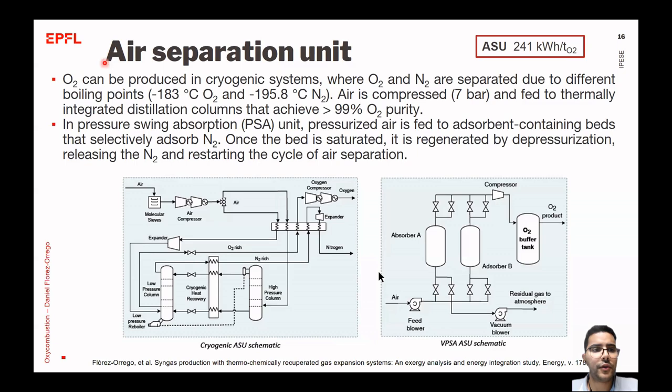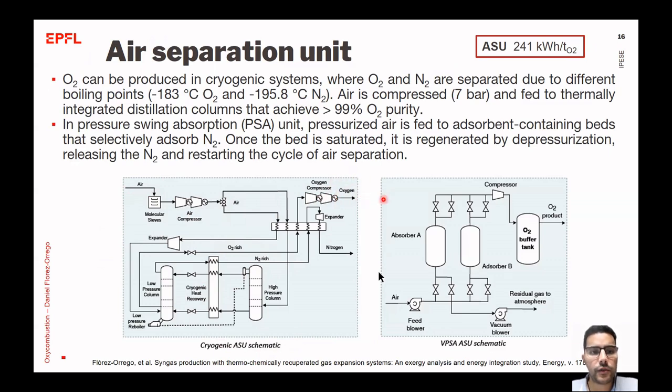The air separation unit is responsible for producing the oxygen that is used in the oxycombustion processes. In the case of the cryogenic air separation unit, the oxygen is separated from the nitrogen thanks to the different boiling points. In this system, the air is compressed to around 7 bars and then is fed to thermally integrated distillation columns that achieve an oxygen purity of 99%.